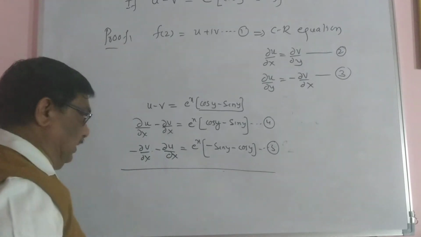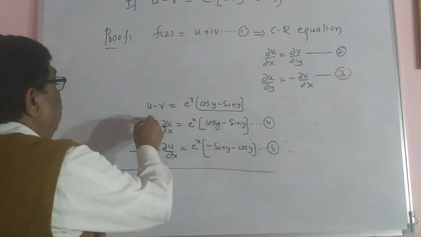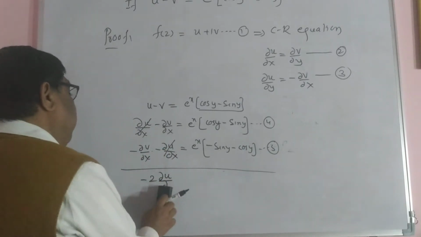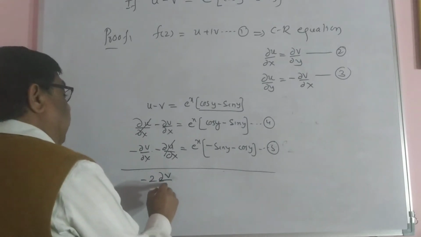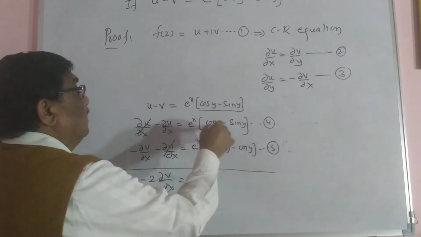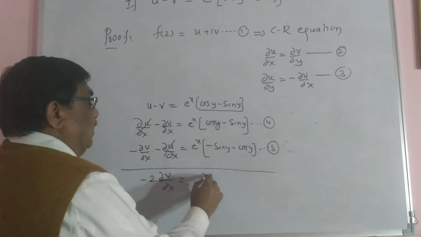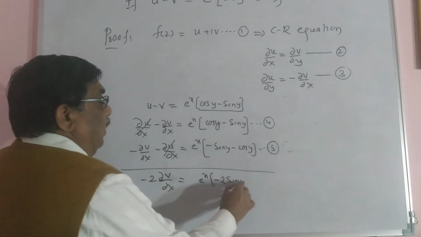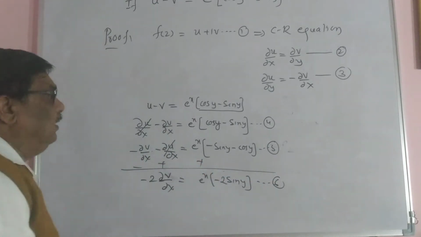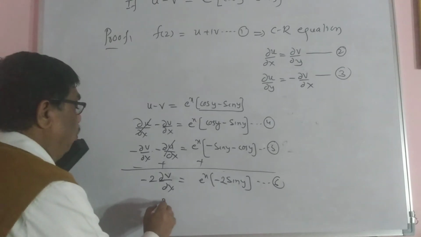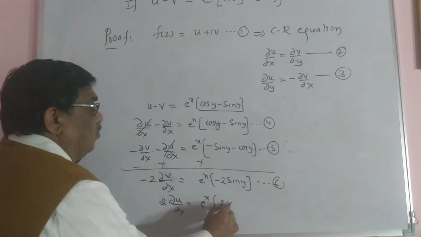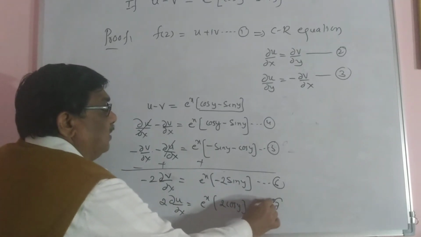So then if I add it, by addition, ∂u/∂x cancels, and minus ∂u/∂v by ∂x is equal to, just addition of these two, so here cos y cancels as you are adding, it is e^x into minus 2 sin y. Similarly, if you subtract it, then 2 times ∂u/∂x is equal to e^x into 2 cos y. Call this equation number 7.